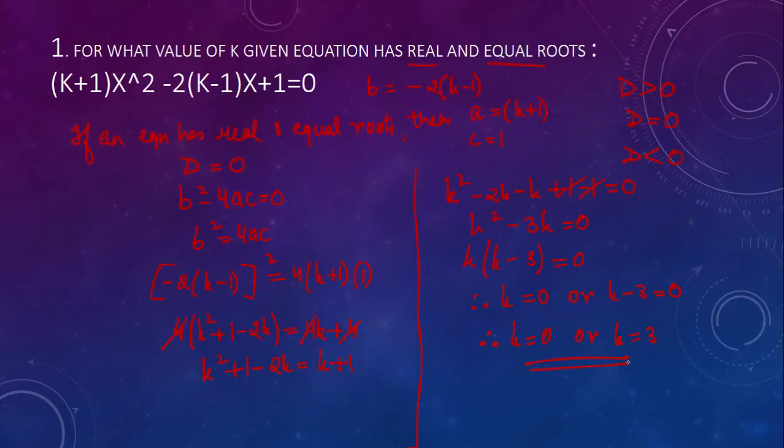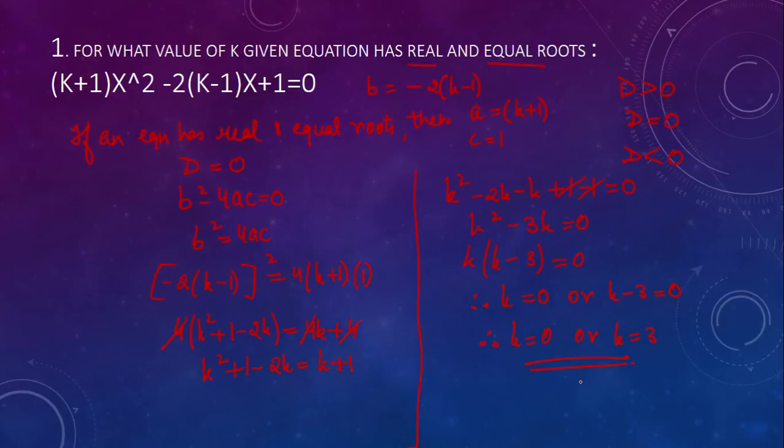This is the answer for this equation. Either the value of k is 0 or the value of k is 3. Any one value will satisfy. Even if you take 0, it will be 0 plus 1, which is x square, so definitely it is still a quadratic equation. So k equal to 0 or k equal to 3. Right? So in this way, you will solve this equation.